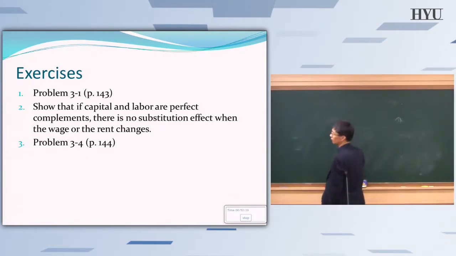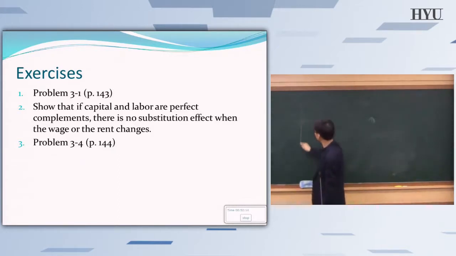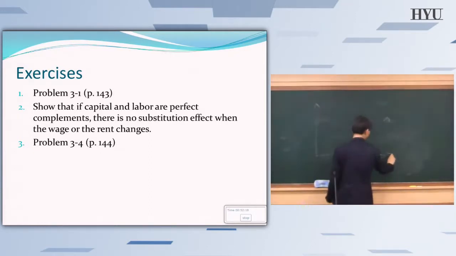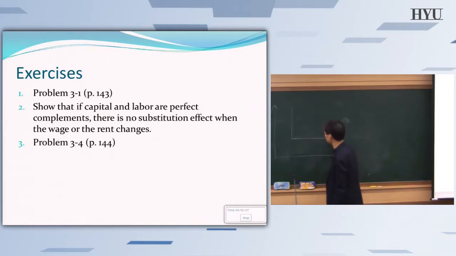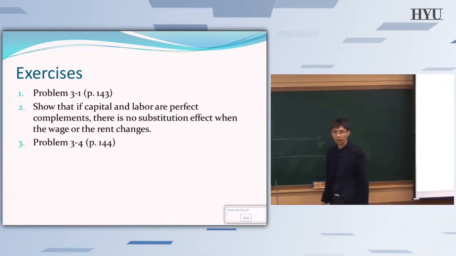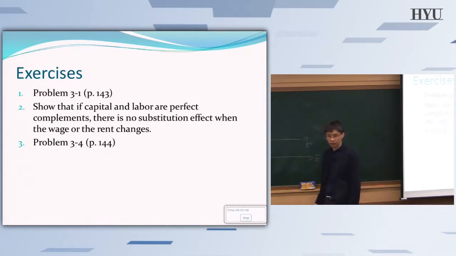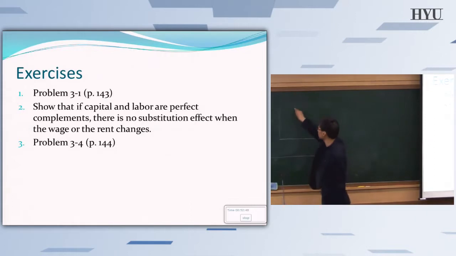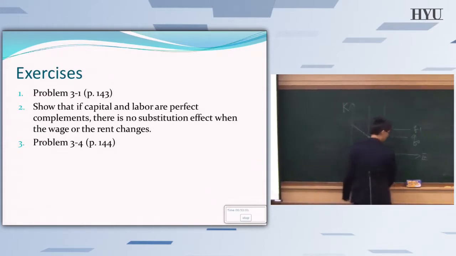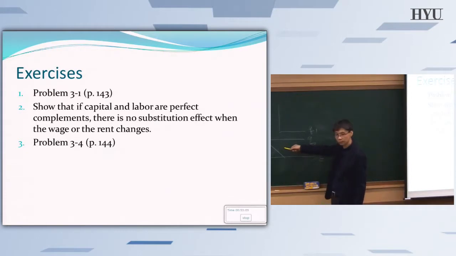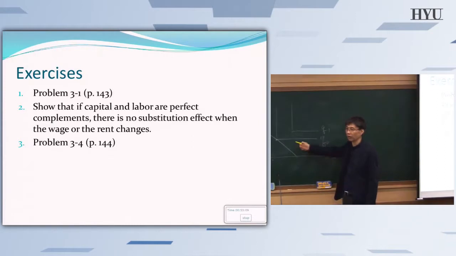Show that if capital and labor are perfect complements, there is no substitution effect. How do you show it? If it's perfect complements, the isoquant has what shape? L shape. Okay? Let's say it's Q0. Let's say the wage falls. Okay? If the wage falls, then what happens? What happens to the output? They will produce more or less? Okay? They're likely to produce more. So before, let's say, this was the isocost. Now in the new case, the isocost will be what? Flatter or steeper? Flatter, right? Because labor is cheaper.